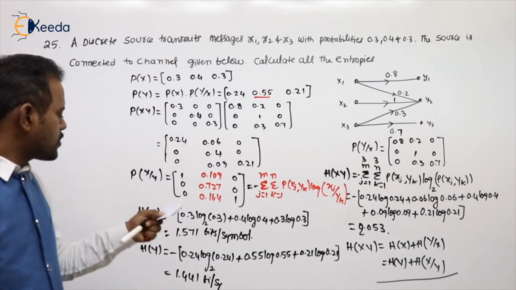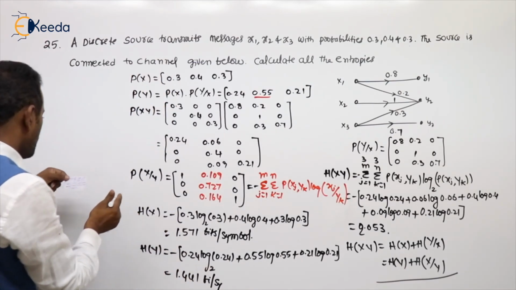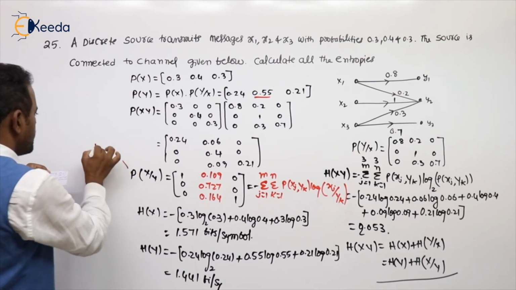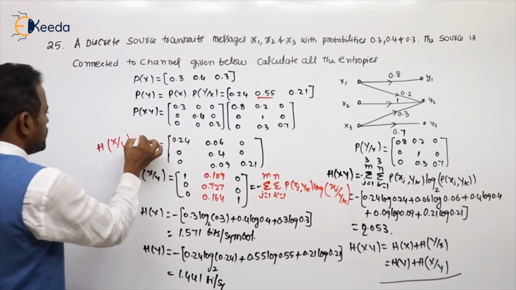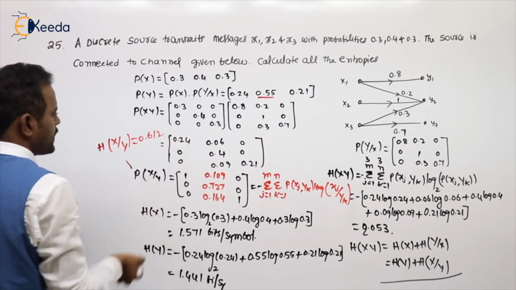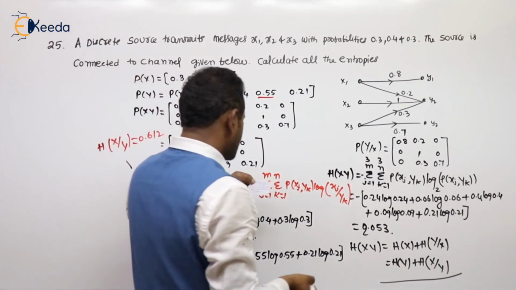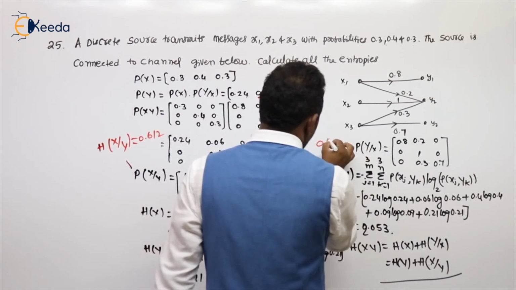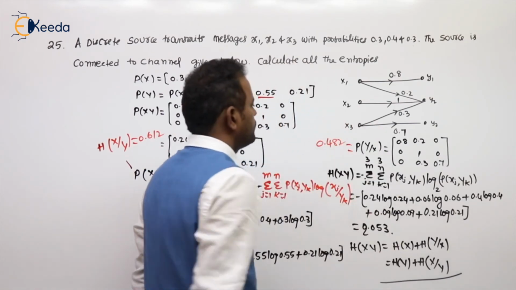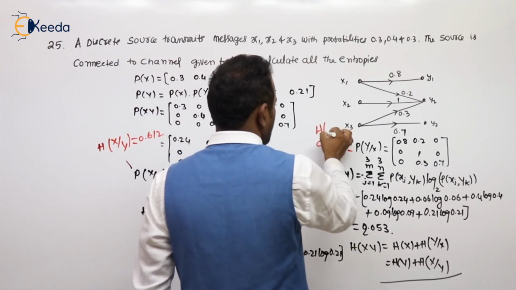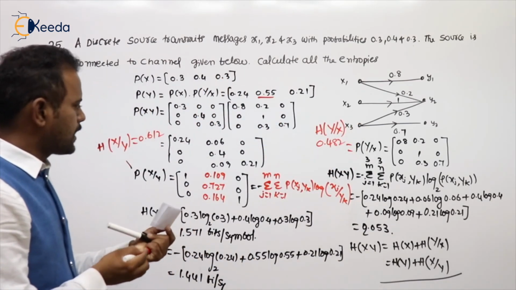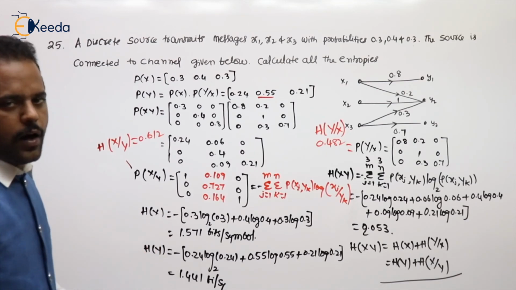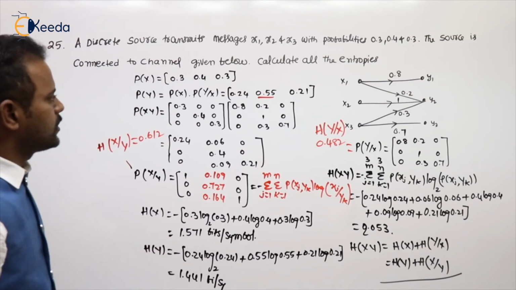And the values you will get for the entropy H of x by y is 0.612 bits per symbol, and for H of y by x it is 0.482, that is 0.48. These are all the possible entropies for a given channel.